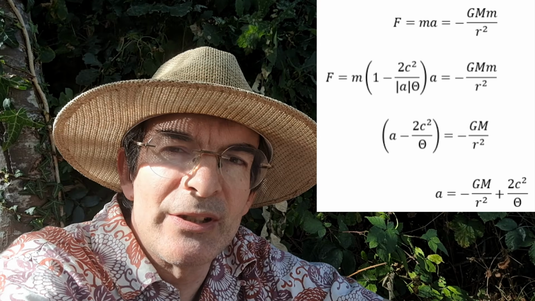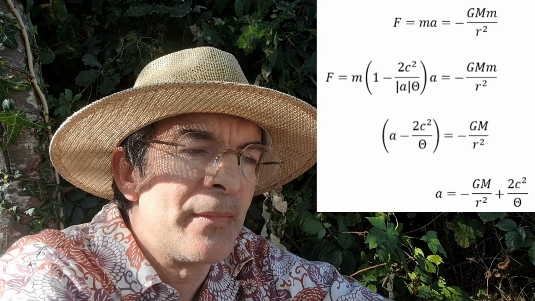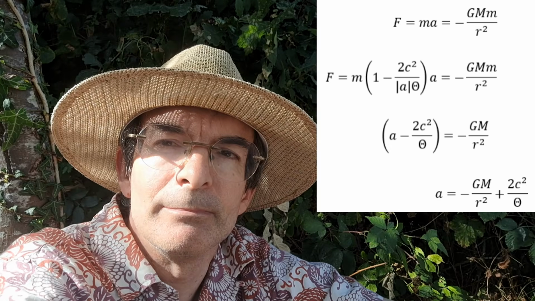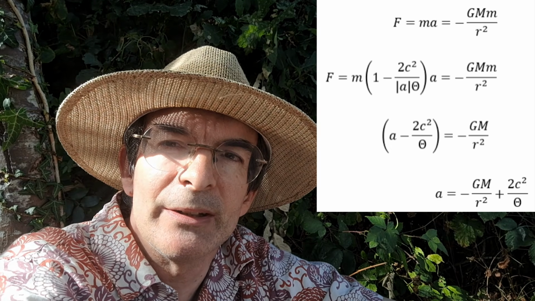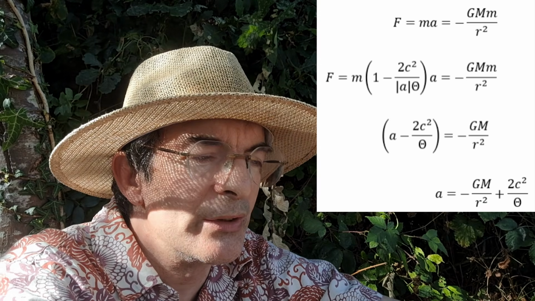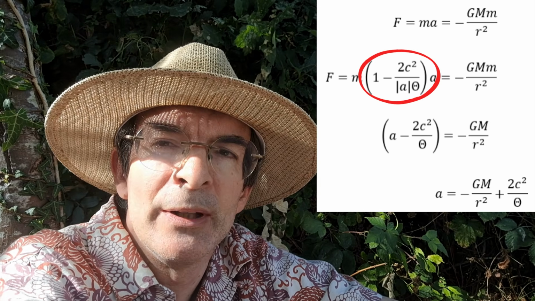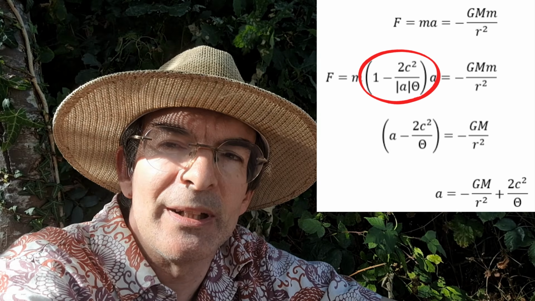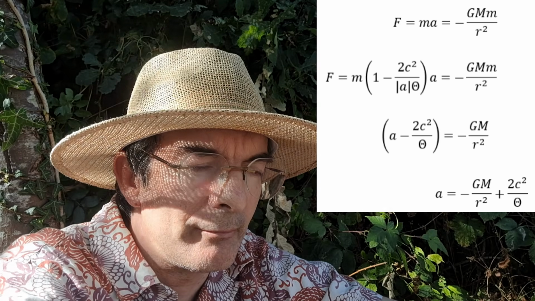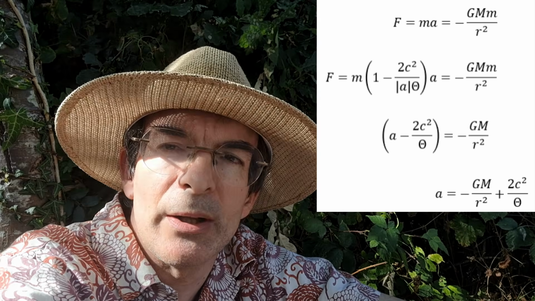But with quantized inertia, there is a slight difference in that the inertial mass, the little m of the ma, has a modifying factor that it must be multiplied by. So we get line 2, and you can see the multiplying factor here is in the brackets. It's 1 minus 2c squared over the acceleration of the object times the cosmic diameter theta, and the rest of it is the same. Now if we simplify this a little bit, we get line 3.